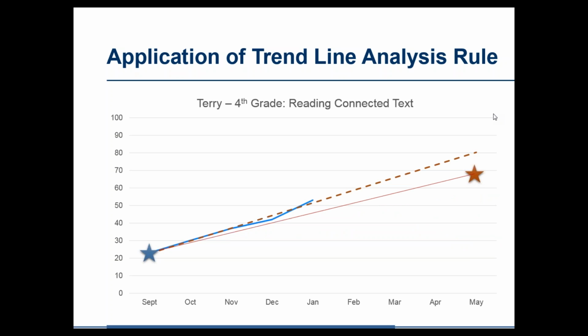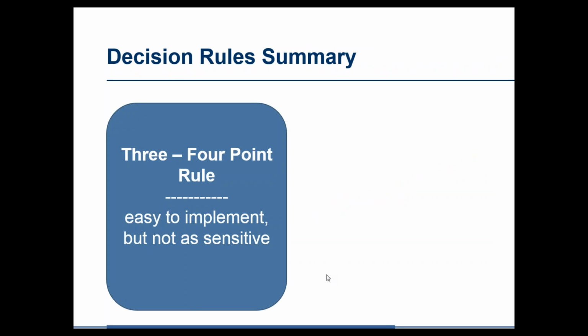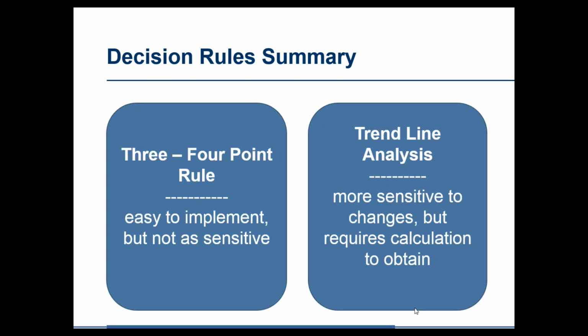Notice how the trend line is predicting the student will score well above his end-of-year goal if he continues with this level of support. In this case, the team may raise the goal if it isn't already at grade level expectations, or end the intervention early when the student meets the goal. In summary, the 4-point rule is easy to implement, but is not as sensitive, whereas the trend line rule is more sensitive to changes but requires calculation to obtain and requires more data points.